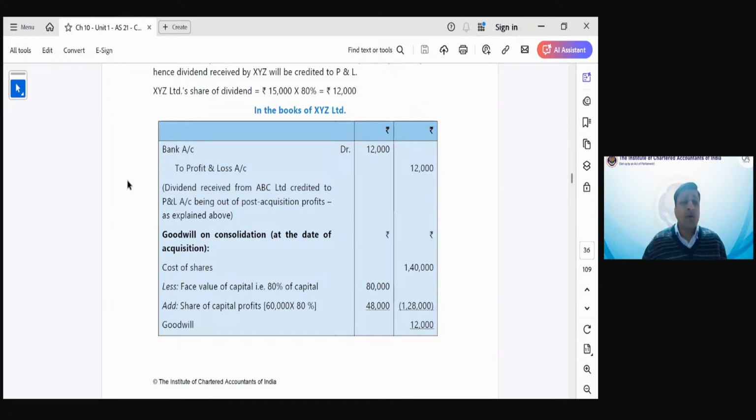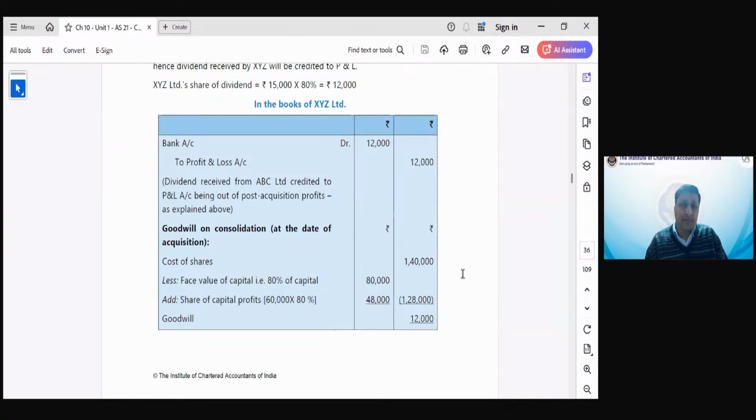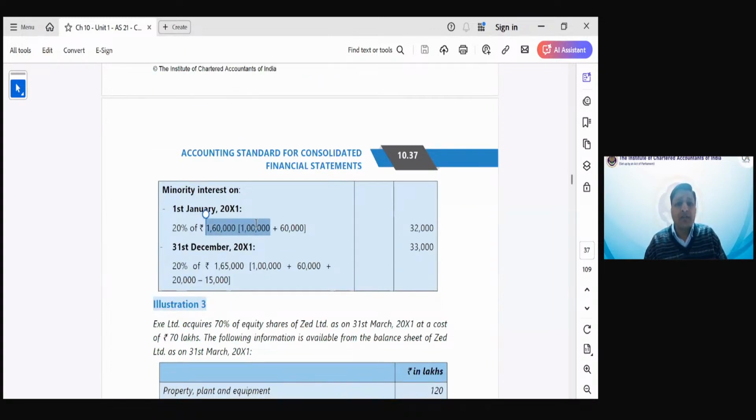Now, can we compute the minority interest? Quickly, on the date of acquisition, what is going to be the amount of minority interest? Please don't look at the solution. We discussed that minority will pick up its share of net assets. Do we have the net assets available? Yes. On those net assets, one portion has been taken up by the holding company. The remaining portion, who will take up? Minority. So out of 1,60,000, 80% has been taken up by the holding company. The remaining 20%, which is 32,000, will belong to minority. So the amount of minority interest on the date of acquisition is 32,000. Clear?